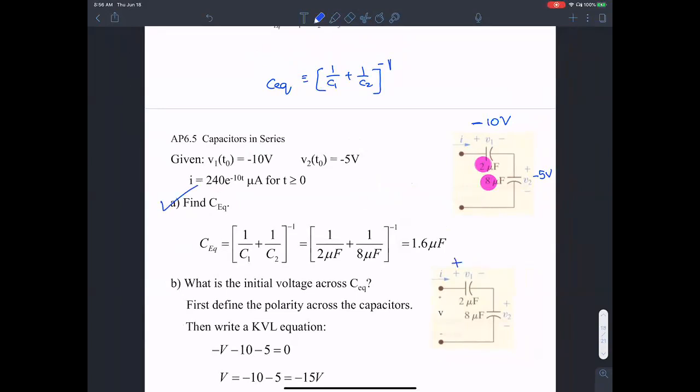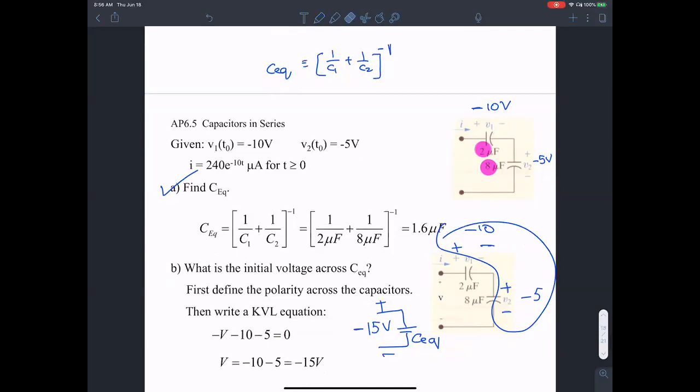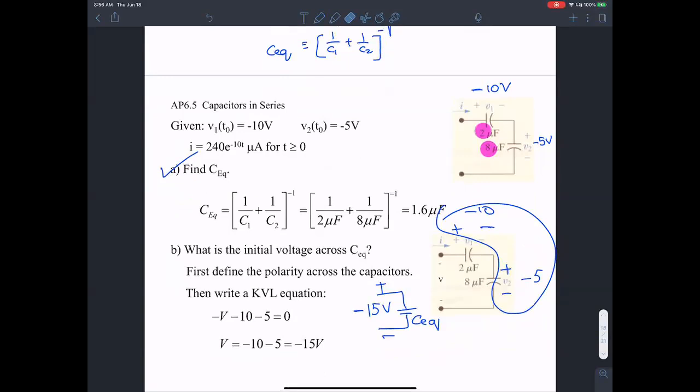B is what is the initial voltage across the equivalent capacitance. There's a negative 10 volts across here, and a negative 5 volts across here. So the equivalent is going to be simply the sum of these two. The equivalent capacitance is going to see a voltage of negative 15 volts, because you can write the KVL equation and find out that the voltage across the equivalent capacitance is simply negative 15 volts.